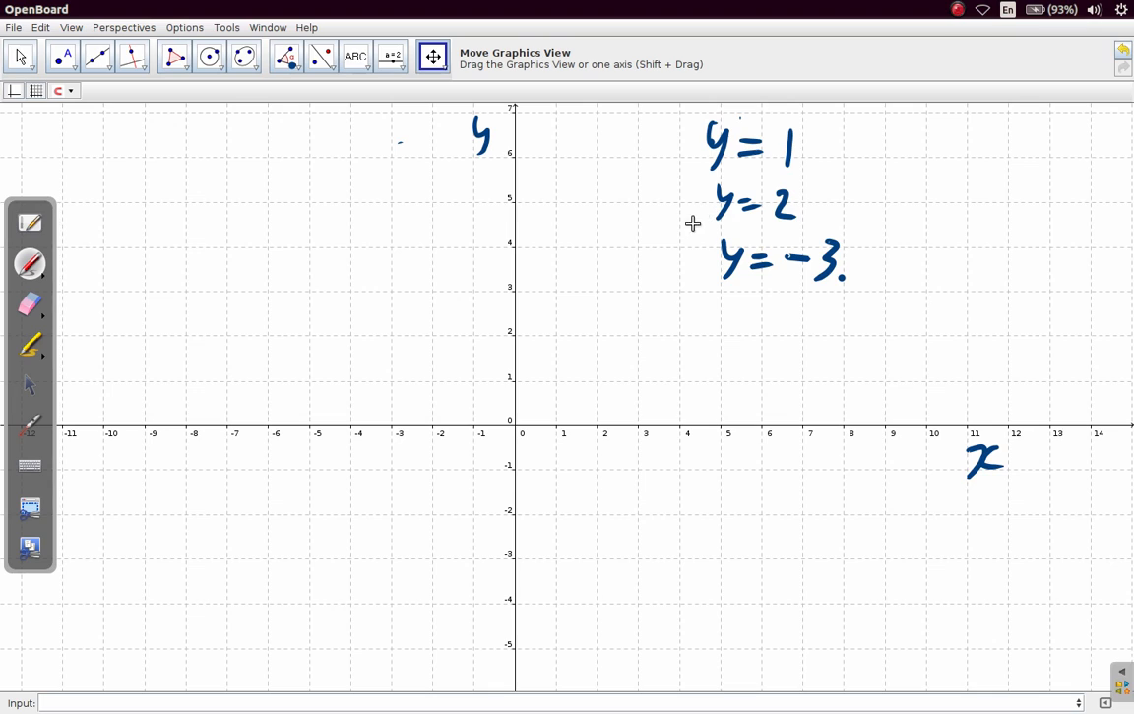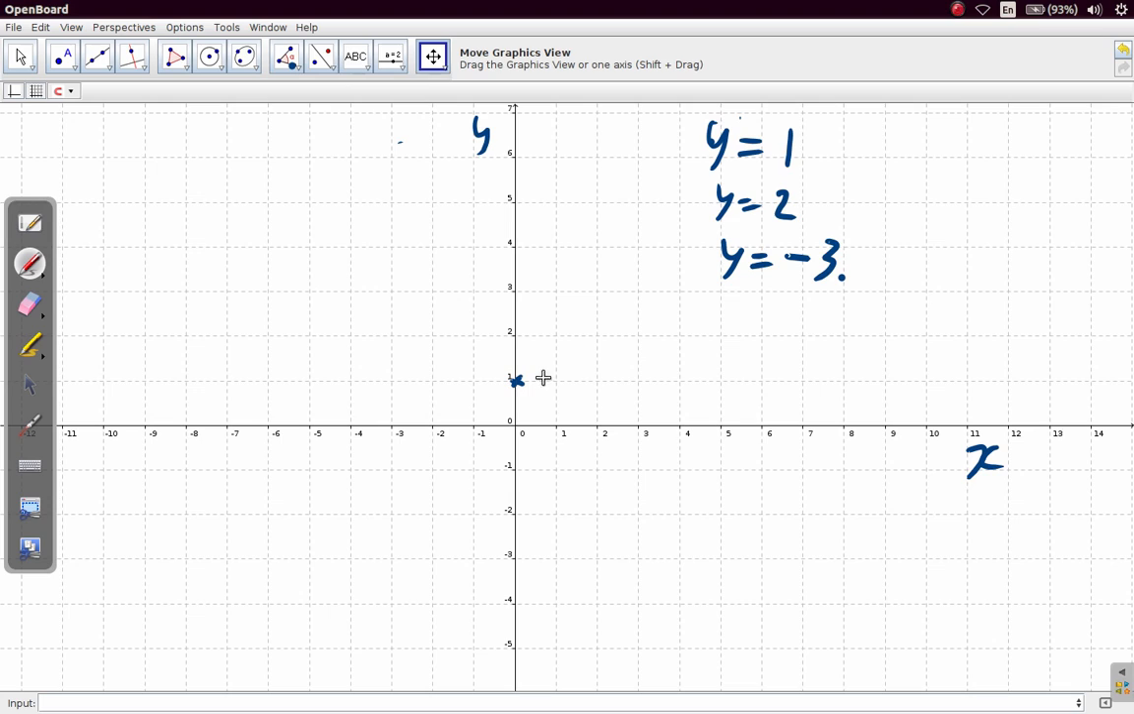Now, there's a certain line on which y is equal to 1. If I want y equals 1 and I want to plot a point y equals 1, you notice it didn't say anything about x because it doesn't matter what x is. So I can choose any value for x as long as y is equal to 1. Y is equal to 1 right here.